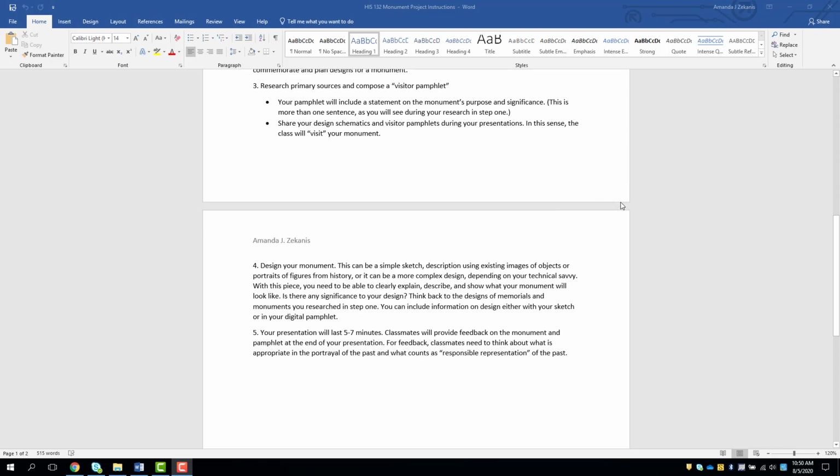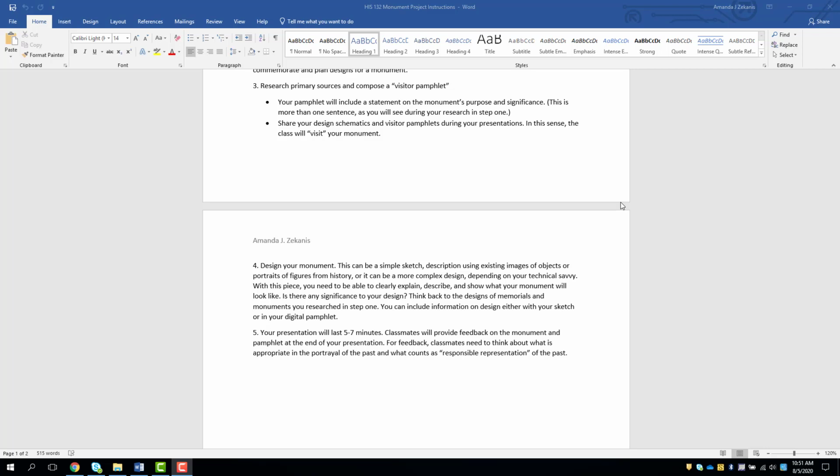So then the next step is going to be designing your monument. This can be a simple sketch. It can be a description using existing images. Like if there's a portrait of a person that you're going to use, and then maybe a picture of an arch or a picture of a gate, depending on what kind of structure you're going to have. You can put those things next to each other on a slide and then describe for us what that looks like. So you don't have to create anything.